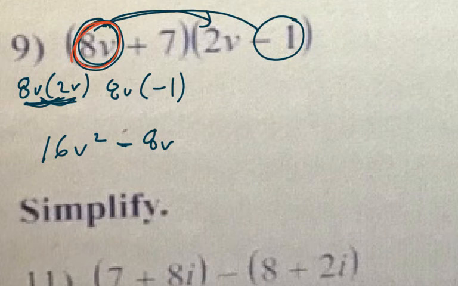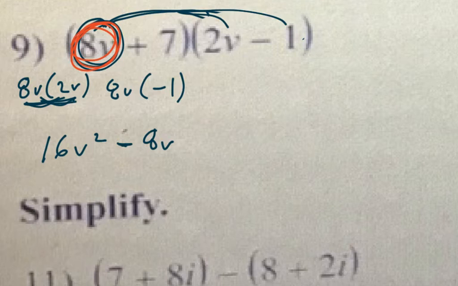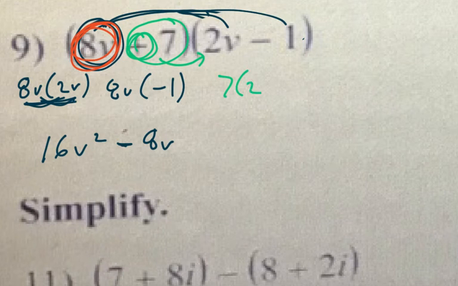So again, notice the 8v on the left times both terms in the parentheses on the right. That's called the distributive property. Now I'm going to do the same thing with this 7 here. Now it is a plus 7. If that's a minus 7, I would have to deal with that at the same time. But 7 times 2v is the next thing I'm going to do. Well, what's 7 times 2? That's a 14v.